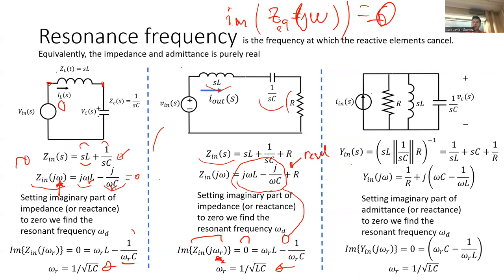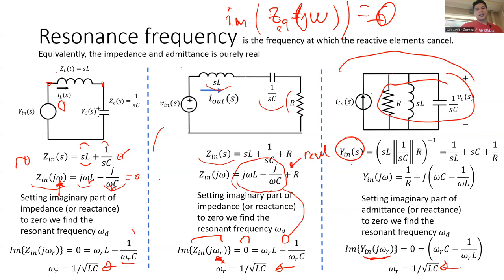For the parallel one, same thing. We just look at the equivalent impedance. In this case, we do it in terms of admittance because it's easier since everything is in parallel. But again, the resonant frequency just means the imaginary part of the admittance or impedance is zero. In this case, it's just going to be 1 over the square root of LC.